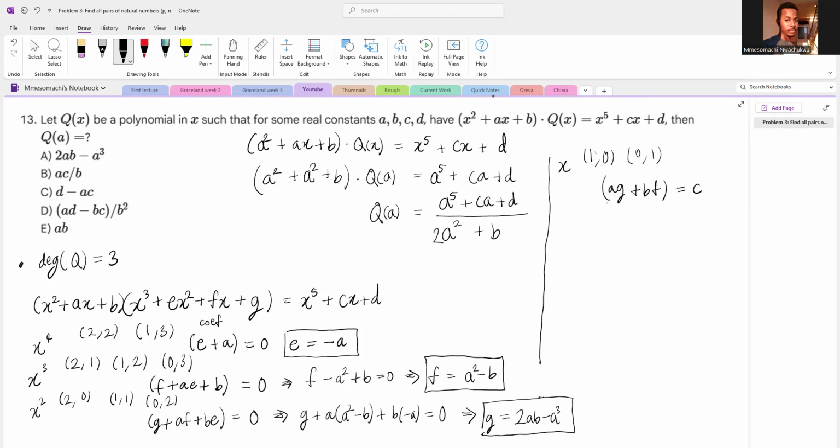Let's see what we can get. And then let's look at the constant coefficient, so the coefficient of x to the power of 0. That's just going to be b times g, basically. So bg is equal to d. We have bg equals d. So let's leave it at this.